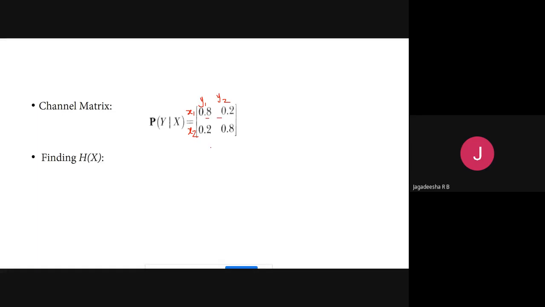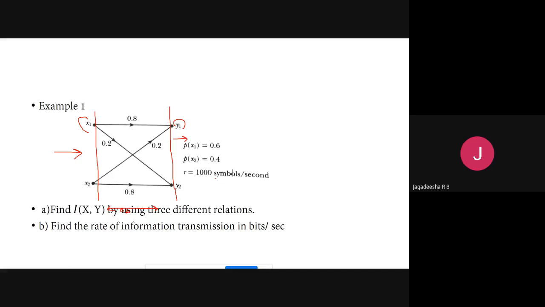Okay, next based on this, we need to find out the entropy H(X). That's the entropy of the input. Do we know the probability of inputs? Yes, we know the probability of input. So entropy is nothing but minus p_i log p_i, right? So what is p_i? It is given in the question. Let me just go back to show you. Probability of input P(x1) and P(x2) are given. Based on that, we need to find out the entropies.